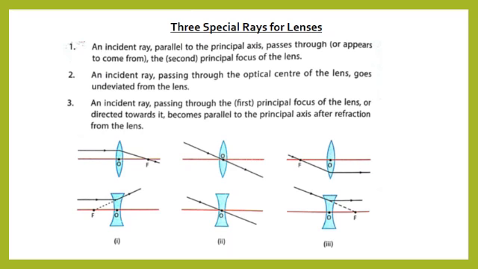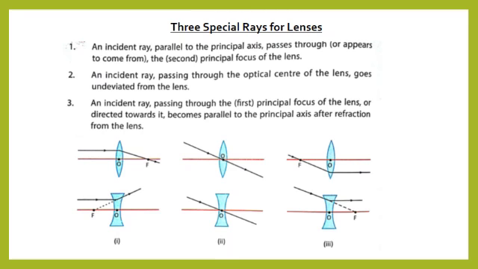In the second case, an incident ray passing through the optical center of the lens goes undeviated through the lens. An incident ray passing through the first principal focus of the lens, or directed toward it, becomes parallel to the principal axis after refraction from the lens.